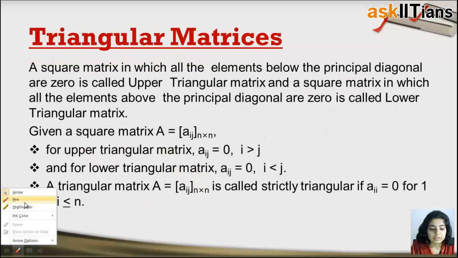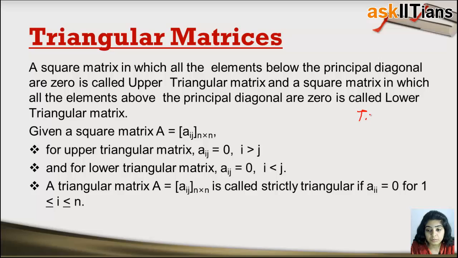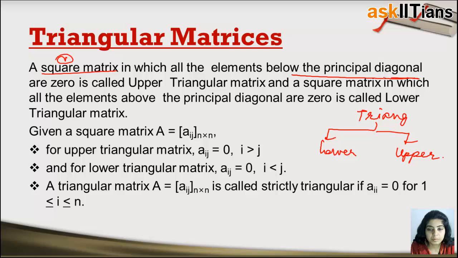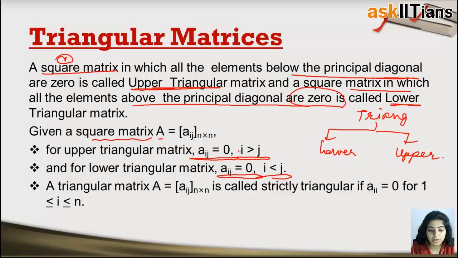Next is triangular matrix. Triangular matrix is very important and quite confusing too. Triangular matrices can be divided into two parts, lower triangular matrix and upper triangular matrix. A square matrix, first thing is we need a square matrix, in which all the elements below the principal diagonal are 0 is called upper triangular matrix, right? And a square matrix in which all the elements above the principal diagonal are 0 is called lower triangular matrix. Mathematically we can write it as, we need a square matrix, we have already discussed. Then for upper triangular we need aij is 0 for i greater than j, and aij is 0 for i less than j for lower triangular matrix.